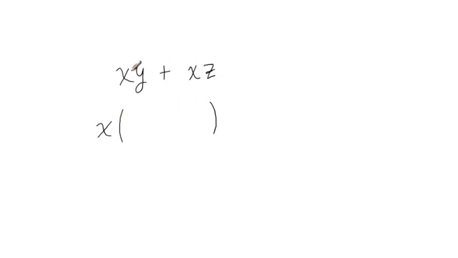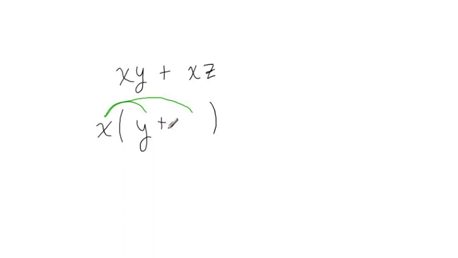Since the original polynomial has two terms, the new polynomial should have two terms inside the parentheses. In other words, when I distribute this x, I'll have to distribute it to two different terms. When I'm trying to figure out what the first term should be, the question I'm trying to answer is, what do I multiply x by to get xy? The answer there would be y. When I distribute, x times y will give me xy.